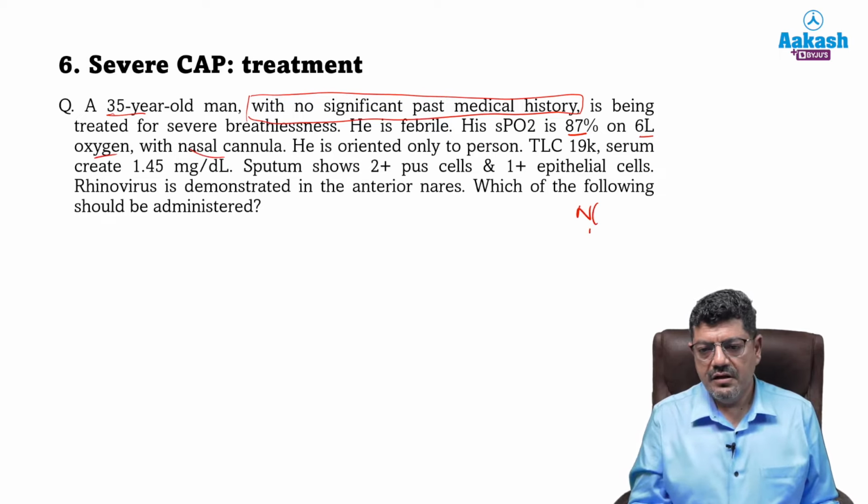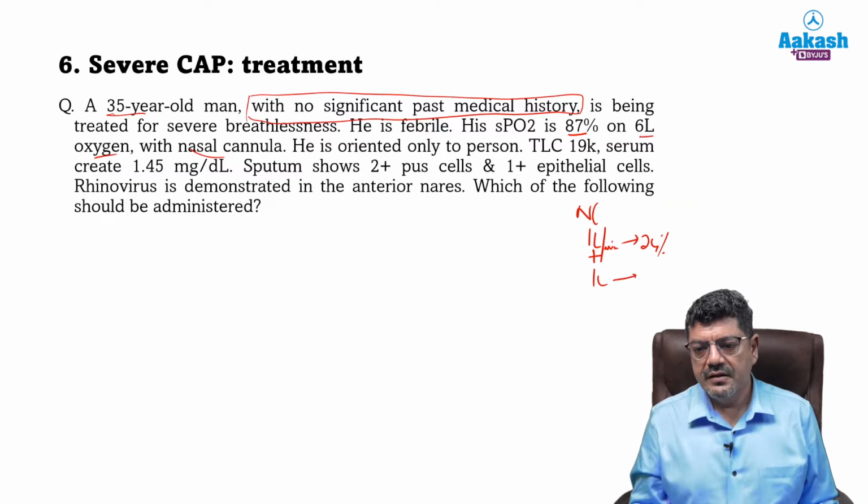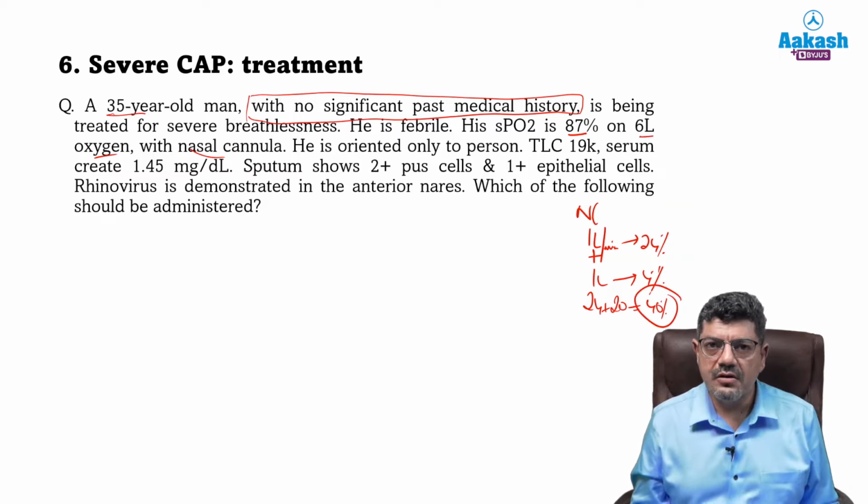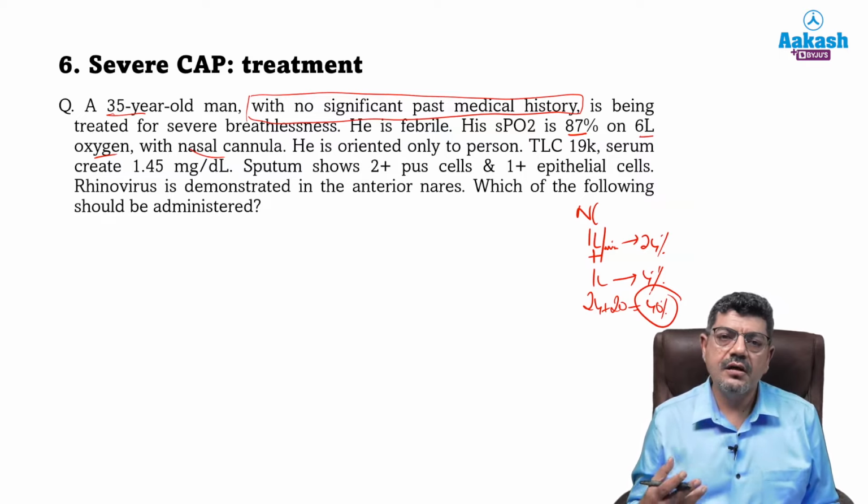Nasal cannula at 1 liter per minute gives 24% oxygen. For every 1 liter added above the first liter, the FiO2 increases by 4%. So for 6 liters, the nasal cannula is giving 24 plus 20. So it's not 44, actually it's 40%. The nasal cannula is unable to give more than 40% oxygen. The reason for that is it's a low flow oxygen system. It can't meet the minute volume requirement.